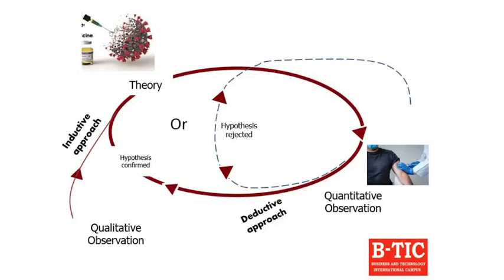If you reject that, you will do further research and develop a new theory and you test that again. So, inductive approach with qualitative observation, and after that you develop a new theory. After the new theory, the theory is tested using quantitative observation, that is the deductive approach, and it is confirmed or rejected, and the cycle goes on and on.